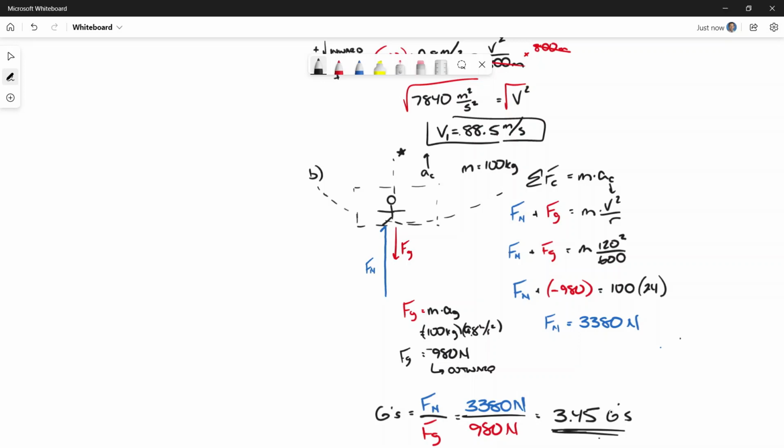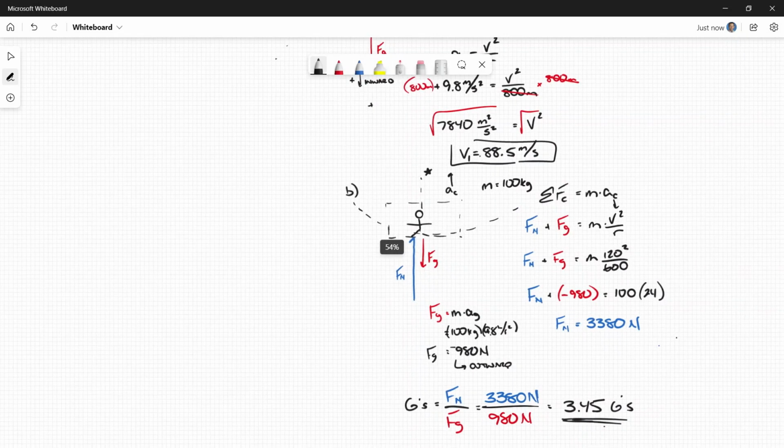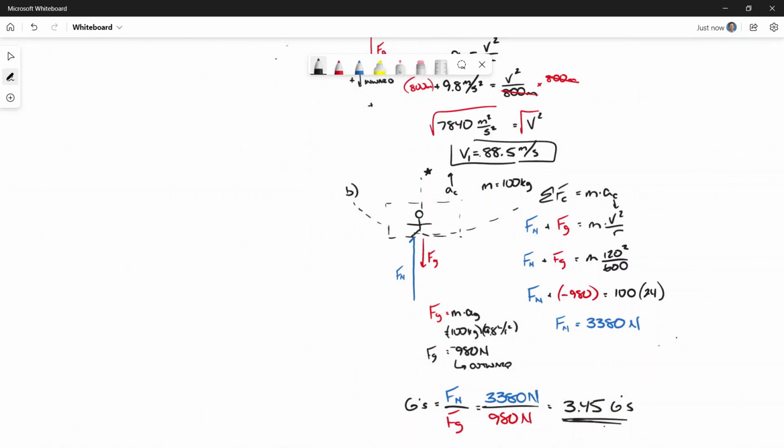So that passenger would experience, if they look down at that scale and it normally would say 100 kilograms, it now says 345 kilograms. All right, so a lot of G's. They're going to feel pressed into the floor because that normal force is pushing up on them.